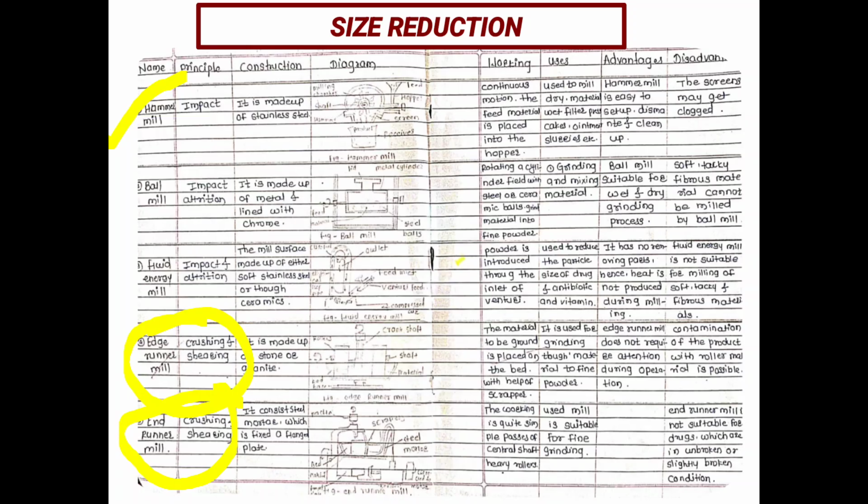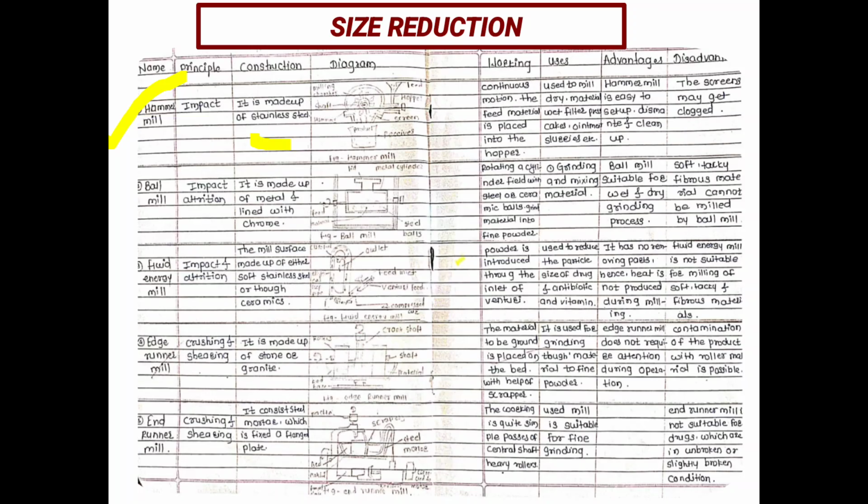So look at this diagram. Another difference is the material of construction. The hammer mill is made up of stainless steel, that is, metal. Ball mill is made up of metal. Fluid energy mill is made up of either soft stainless steel or ceramics. Edge runner mill is made up of stone, or granite. And end runner mill consists of a steel mortar which is fixed to the plate.